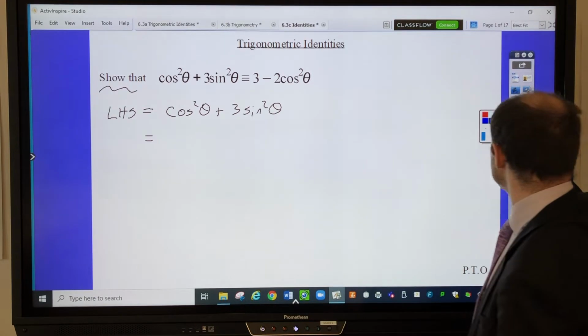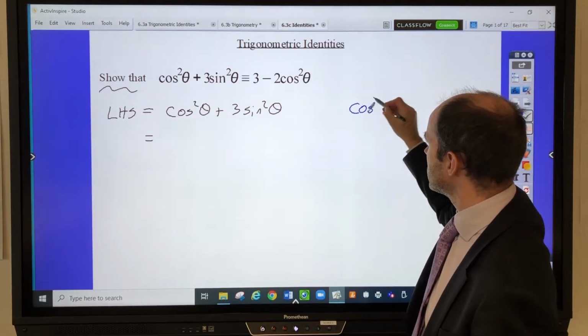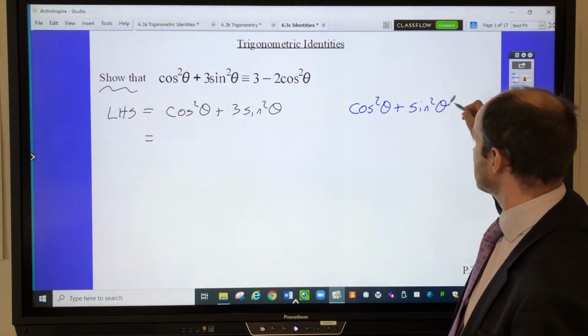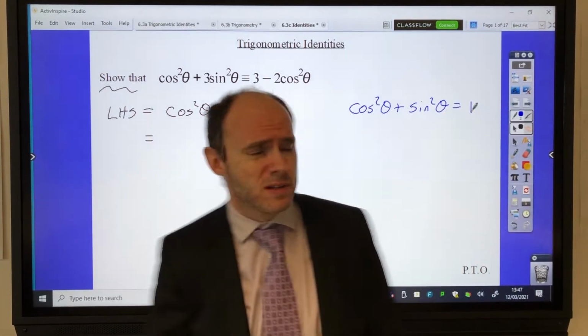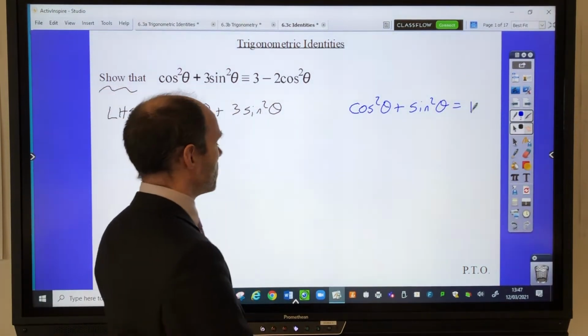Can you see which identity we're going to use? We're going to make use of this one: cosine squared theta plus sine squared theta is equal to 1. We're going to make use of that, and in making use of it, we can rearrange that identity.